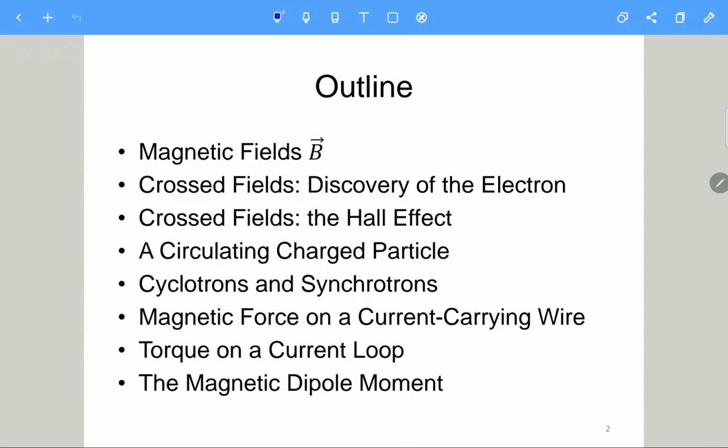Then in chapter 29, we'll consider how to generate the magnetic field. And in chapter 30, we will consider when the magnetic field is time varying, which means changing with respect to time, then it will generate some electric field. Then things will get crazy, because the varying magnetic field will generate an E field, and the varying E field will also generate a magnetic field. Then the stuff will become really, really complicated. But we start from the easy part first. So this is the outline.